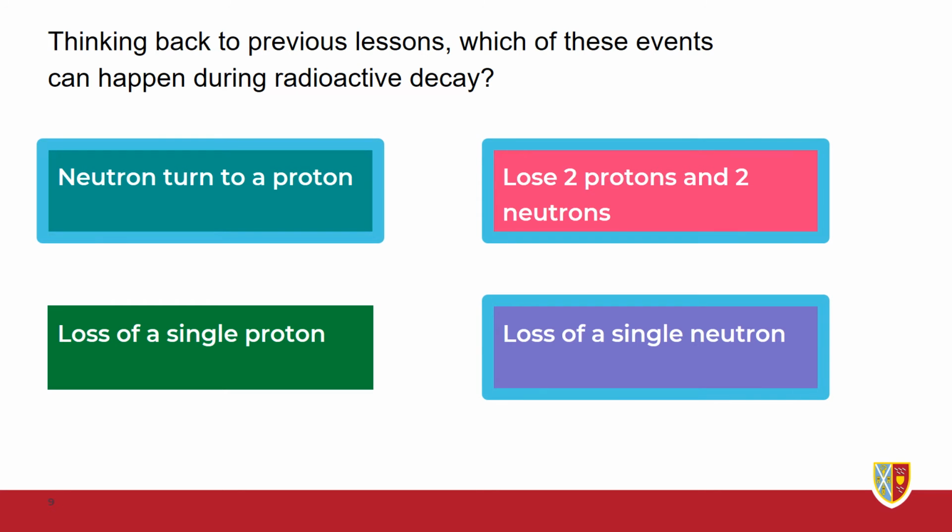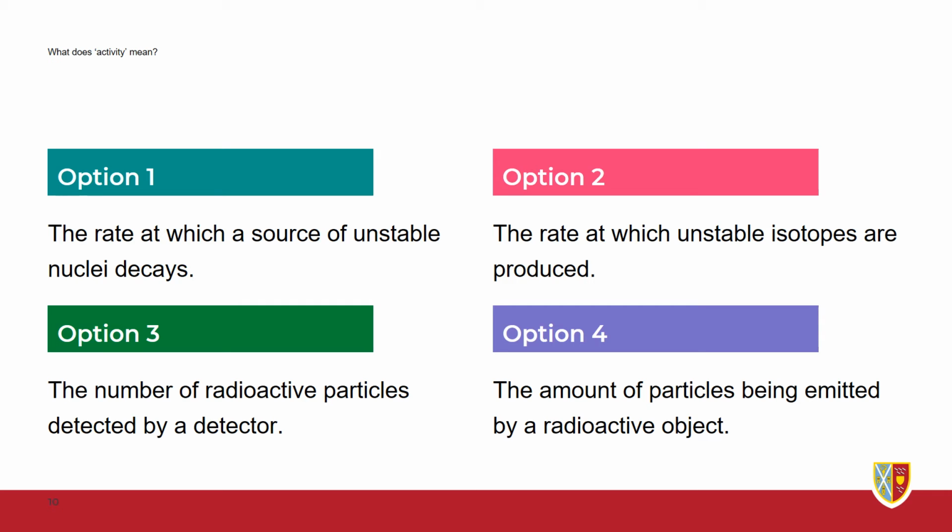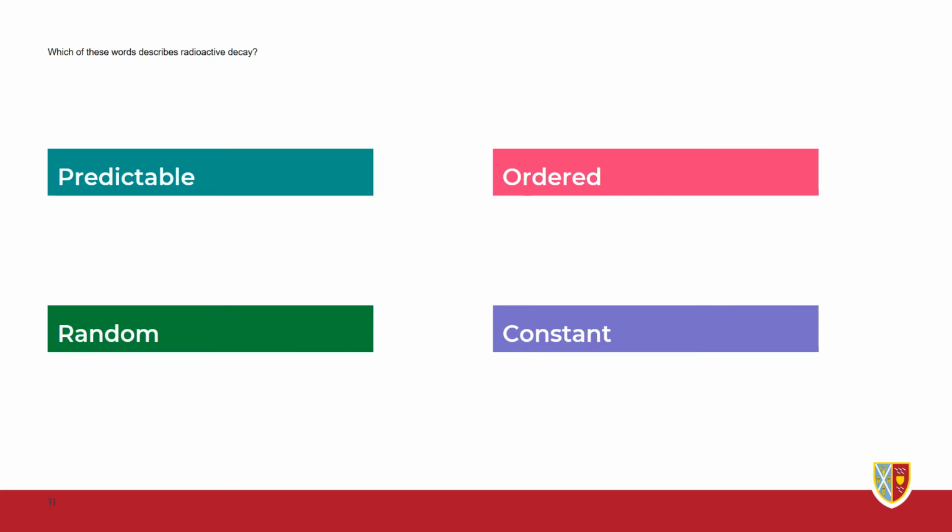So, a neutron turning into a proton is a result of beta radiation. Losing 2 protons and 2 neutrons is alpha emission. And loss of a single neutron is neutron emission. What does the term activity mean? So option 1, 2, 3 or 4. Pause the video, have a read of them. And it was 1, the rate at which a source of unstable nuclei decays.